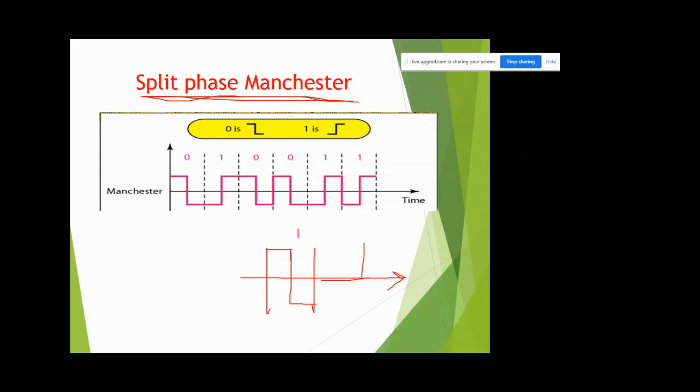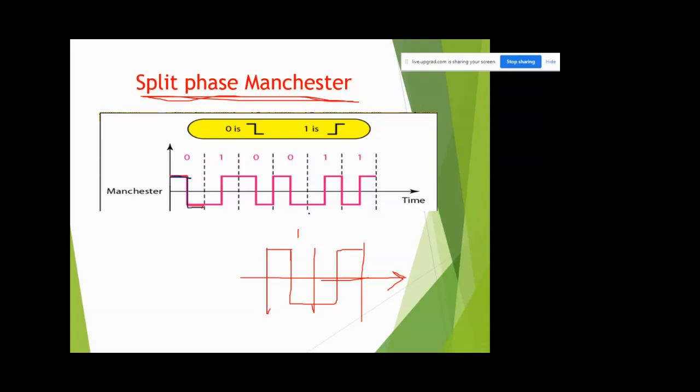So for bit 0, how will it come? Half part negative, half part positive, like this. Therefore it is called split phase Manchester. You can see for bit 0 it is half part negative, half part positive, half part negative, half part positive.